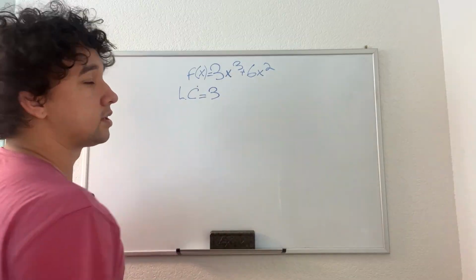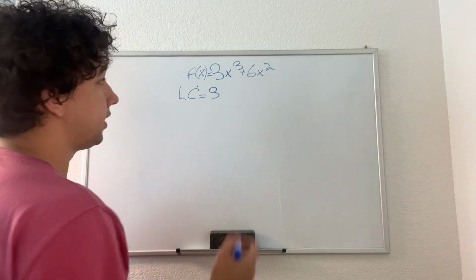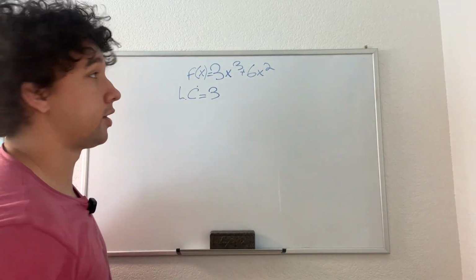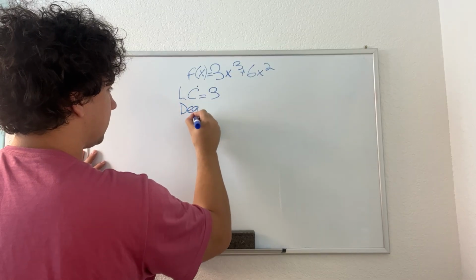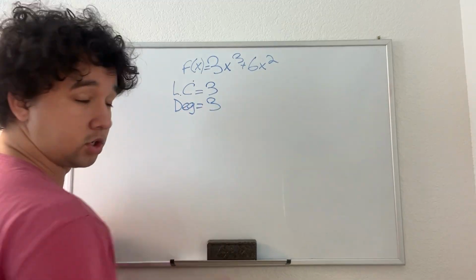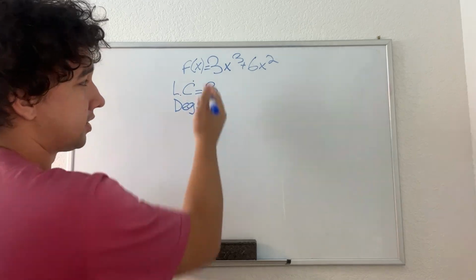In this case, when it's in standard form like this, it's not factored out. It's just the highest degree value, which is 3. So the degree in this case is also 3. That is a coincidence, right? That doesn't happen every time. It just happens in this case.